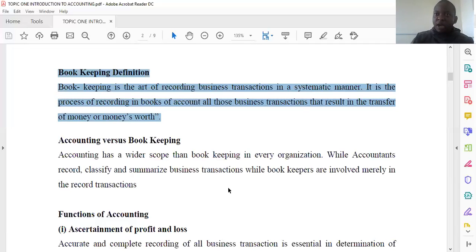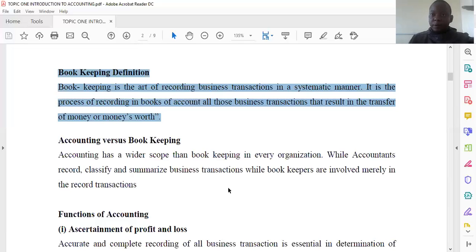And then at the bottom there you have the accounts clerks, whose job is merely to record. They don't do the communication. The communication is made at the top to the public. It's the CEO, it's the accountant who communicates the profits of the business. But down there we have the accounts clerks, whose job is merely to record business transactions in the books of accounts. So that is bookkeeping.